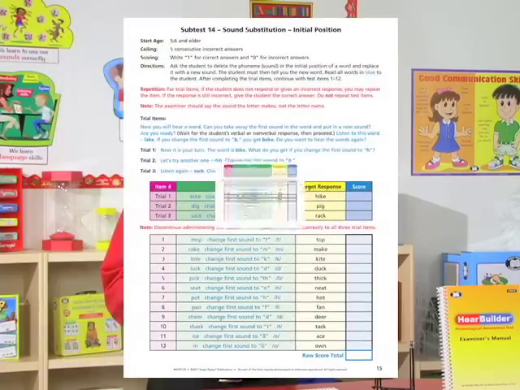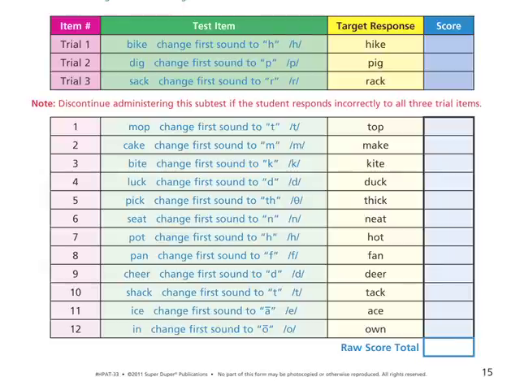This is where kids really start to break down. This is called sound substitution. And I'm going to have you substitute a sound in the initial position. And so I'm going to say mop. Change the first sound to t. And you would get top.